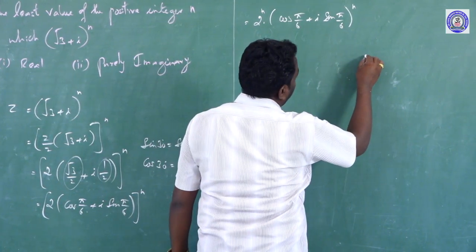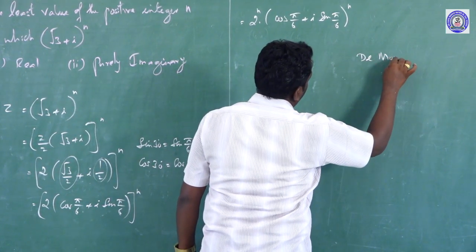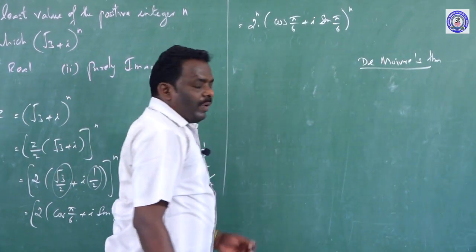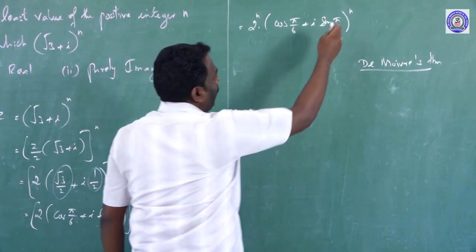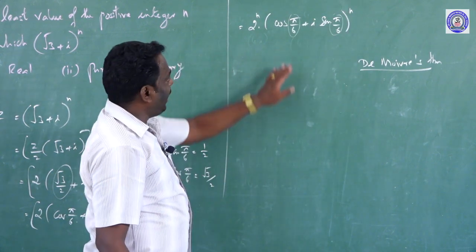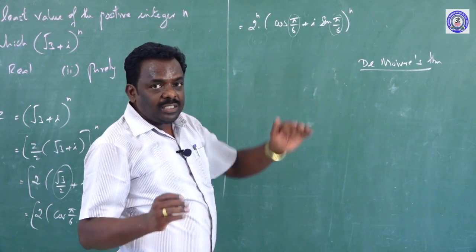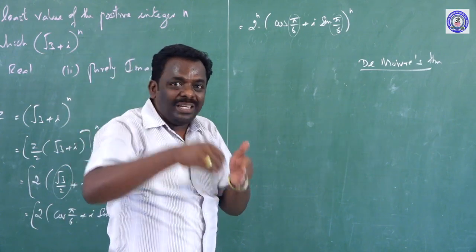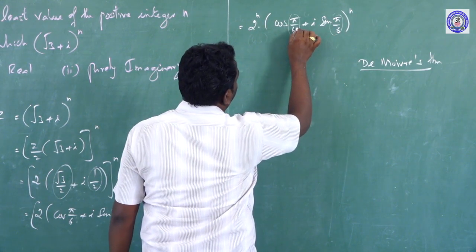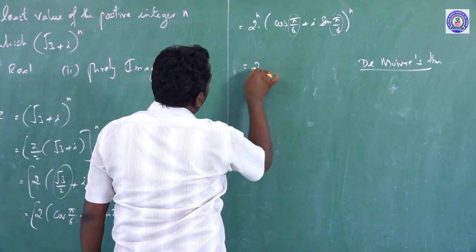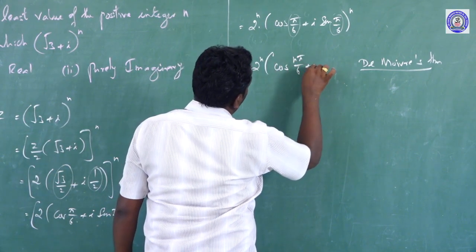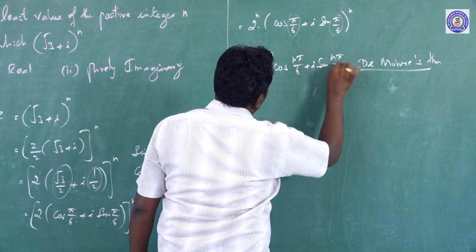Now applying the theorem of De Moivre. De Moivre's theorem says to multiply the power to the argument of the sin and cos, that is sin theta, cos theta. Theta is called the angle. The power is multiplied to the argument theta. So now the power is multiplied to this argument pi by 6. That is equal to 2 power n into (cos n pi by 6 plus i into sin n pi by 6).